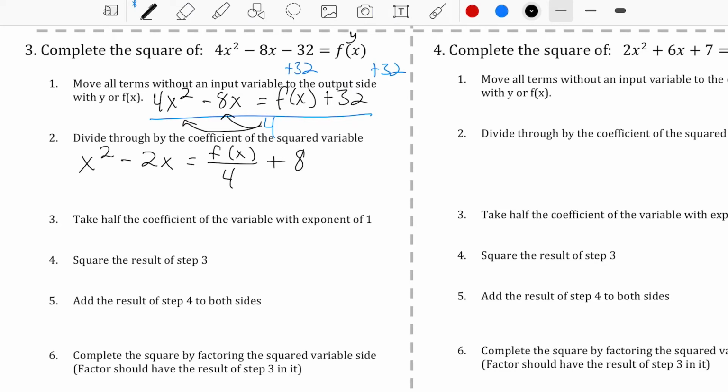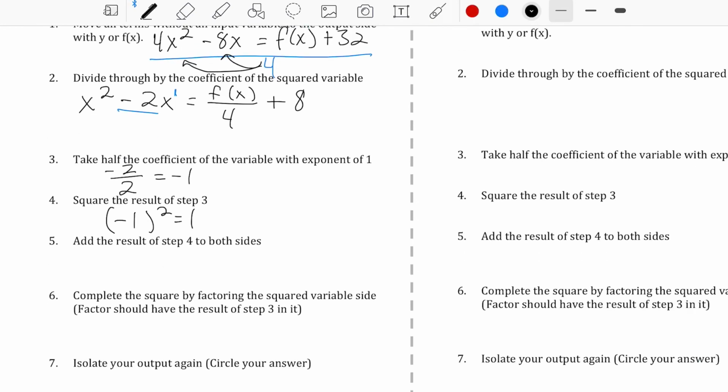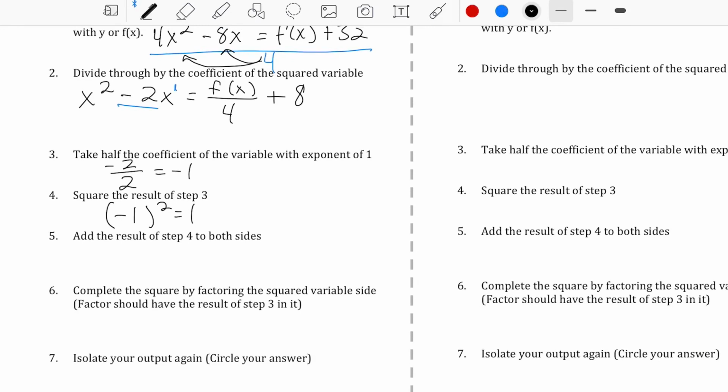Now it says take half the coefficient of the variable with exponent 1. We're on step 3. So here's my exponent 1 here. So we're going to take this negative 2. I'm going to take negative 2 divided by 2. I get negative 1. Square that result. So negative 1 squared equals a positive 1. Add that result to both sides.